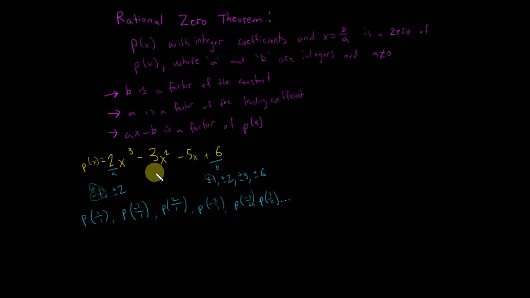So let's try a random one. Let's just try p of 1. I always start with positive 1. That's what makes the most sense to me. So let's do that. Let's do p of 1 equals 2, subbing in all of my x's as 1, minus 3 times 1 squared, minus 5 times 1, plus 6. So p of 1 is going to be equal to 2 minus 3 minus 5 plus 6.